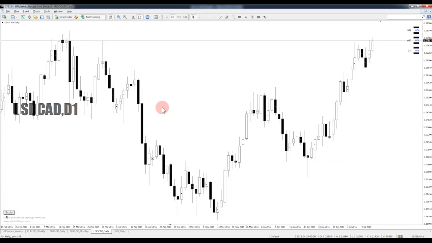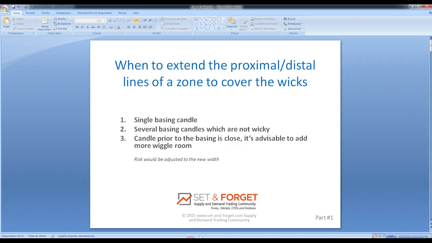Let me try to locate another example here. That one, that one. Well, it's okay. Alright, I believe that's pretty clear. Otherwise, I will extend the video too much, and this is supposed to be a short 5 minute video. Hopefully, you understand when, under which scenarios, we can tweak a little bit the drawing of the proximal and distal lines of potential imbalances. Thanks a lot.